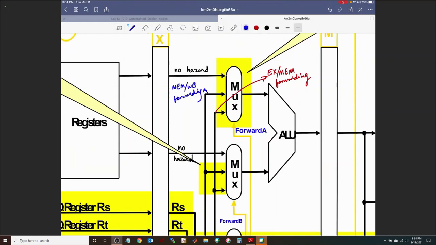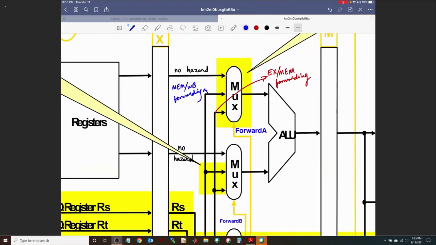Are forward A and forward B 2-bit controls? Absolutely right. To select between three things, I need 2 bits. Yes. What happens if both my operands were the incorrect $2? Both my operands were incorrect $2.